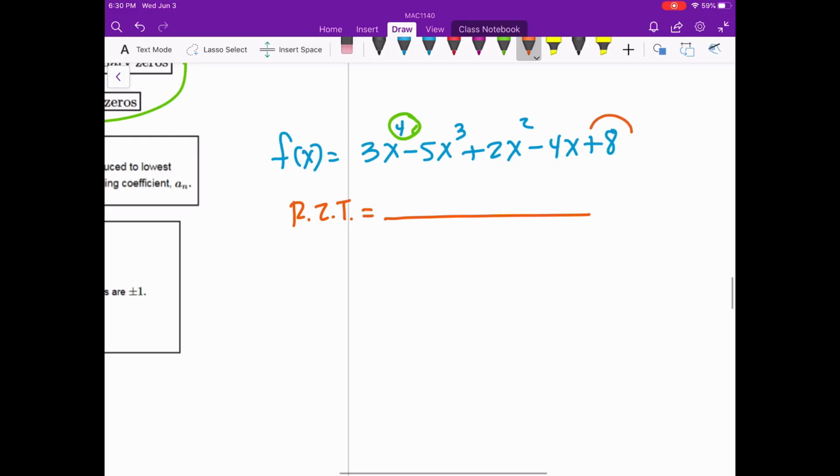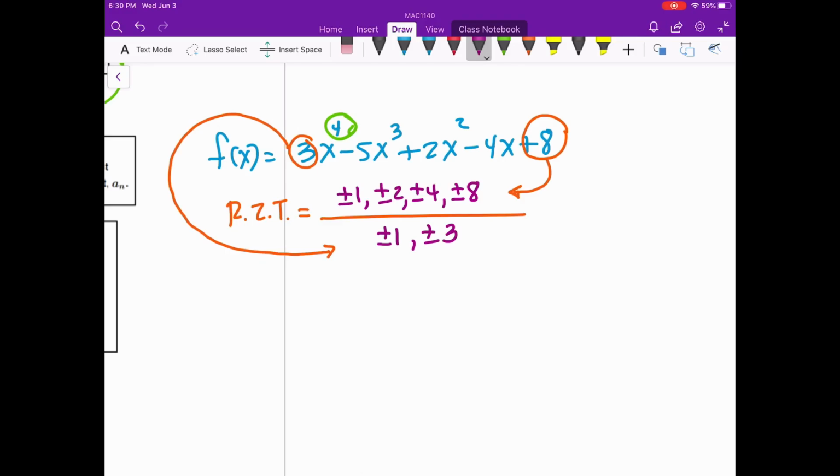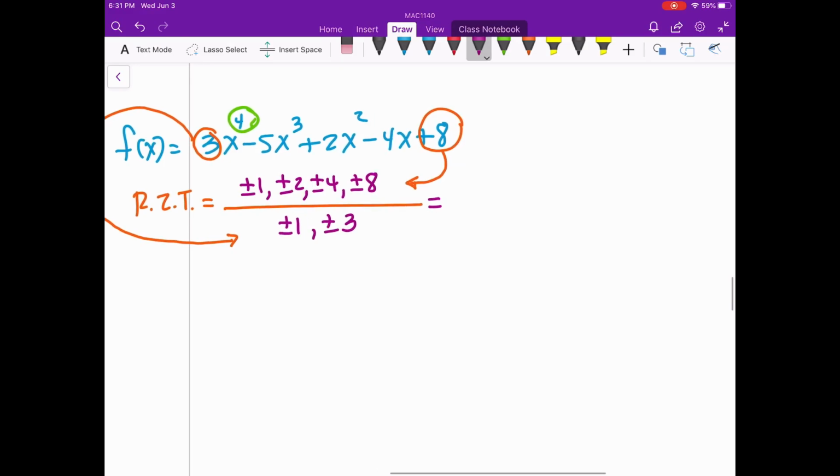You have to write on the numerator all the factors of the constant term of the polynomial. And on the denominator, you have to write all the factors of the leading coefficient. So the factors of 8 are plus and minus 1, plus and minus 2, plus and minus 4, and plus and minus 8. And all the factors of 3 are plus and minus 1 and plus and minus 3. Remember, you have to consider both because in the case of 8, for example, negative 2 times negative 4 is equal to 8.